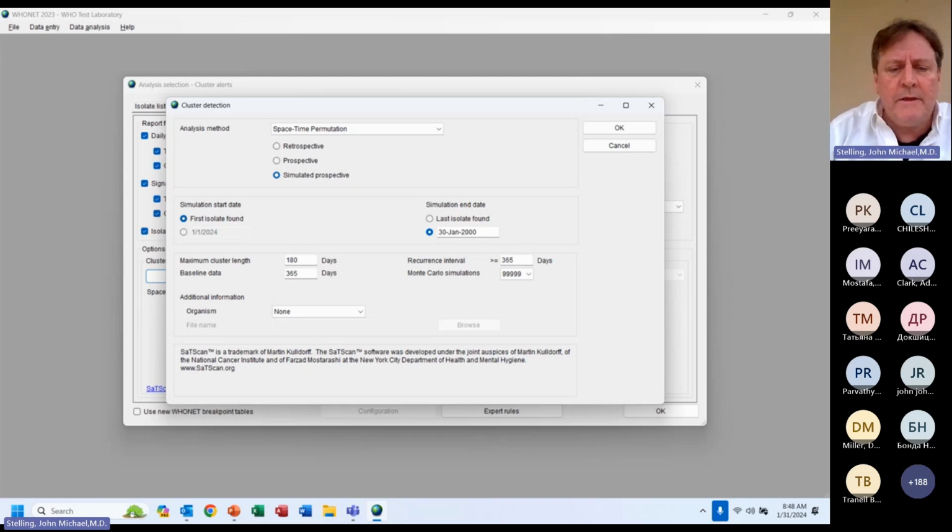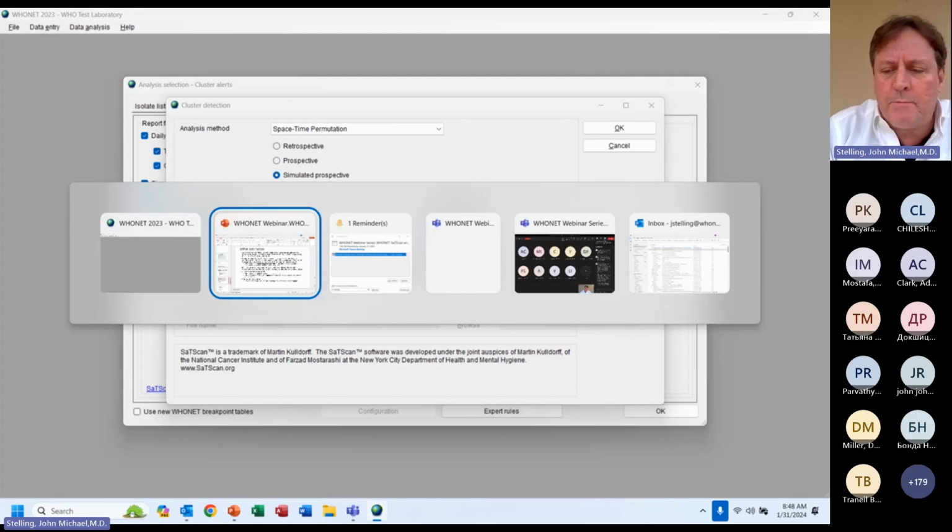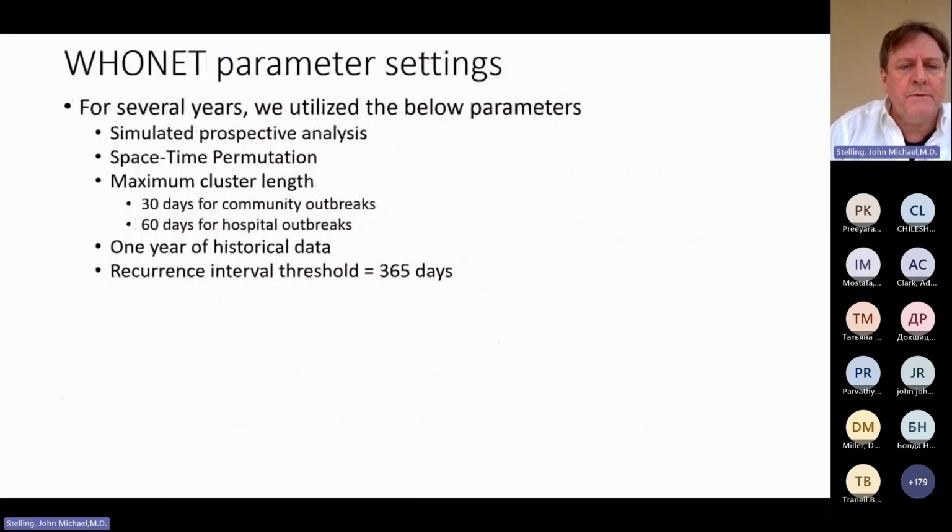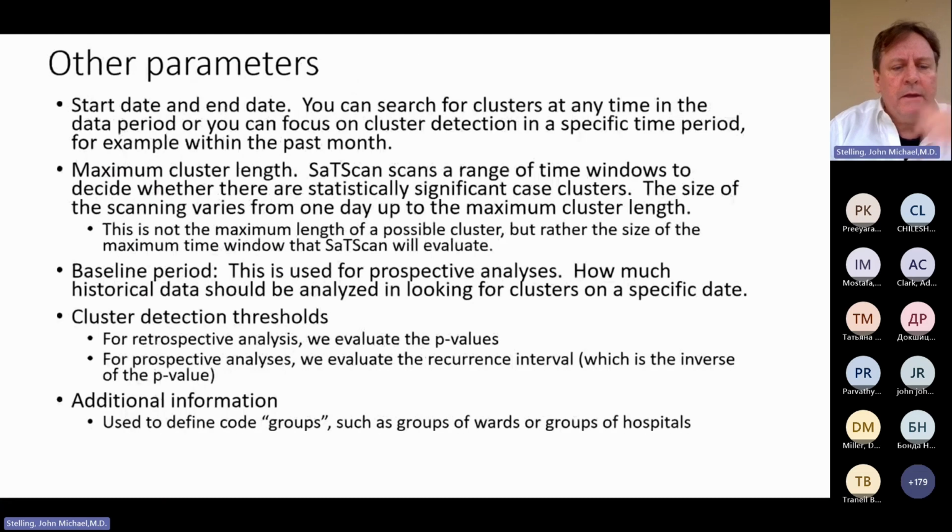So let's see, I think I've talked about most of those. Let me talk here about additional information. Anything else in the PowerPoint here? Parameters? Okay, let me just repeat some of the things I just said. Start date and end date, we talked about that. Maximum cluster length.